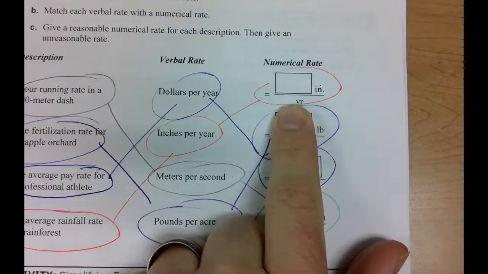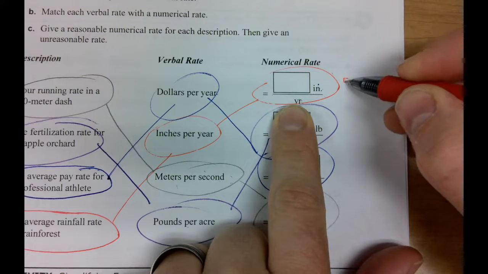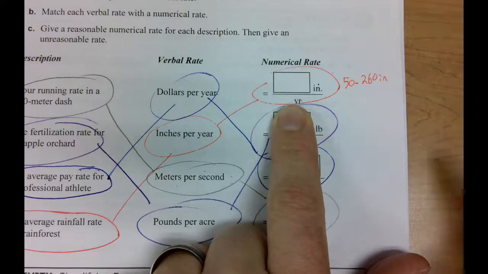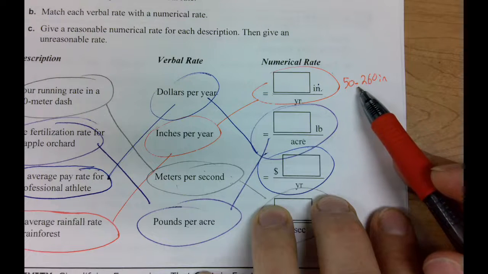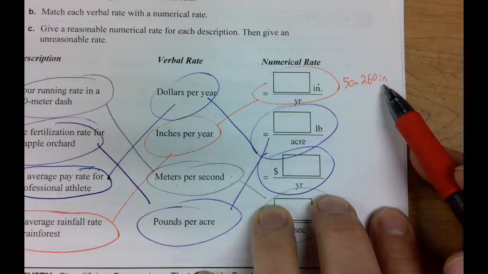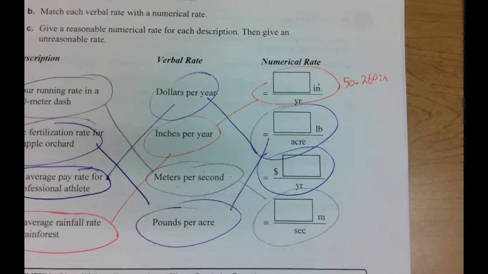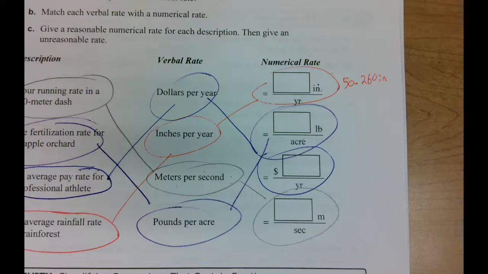When we talk about average rainfall, well, it depends on which rainforest you're in. When you look it up, it says they can get anywhere from 50 to 260 inches per year, which is a lot. When you take 260 and divide that by 12 inches per foot, that's 21 feet of rain possible, almost 22 feet.